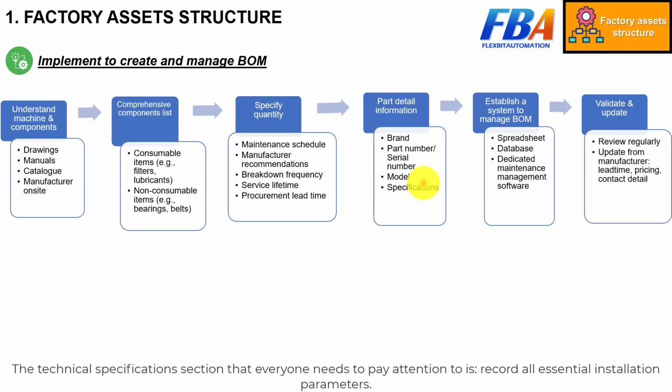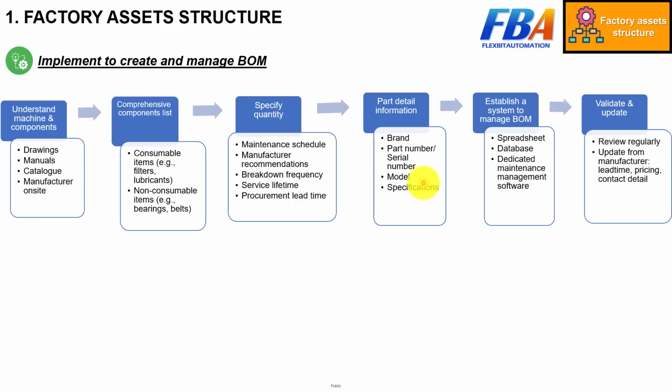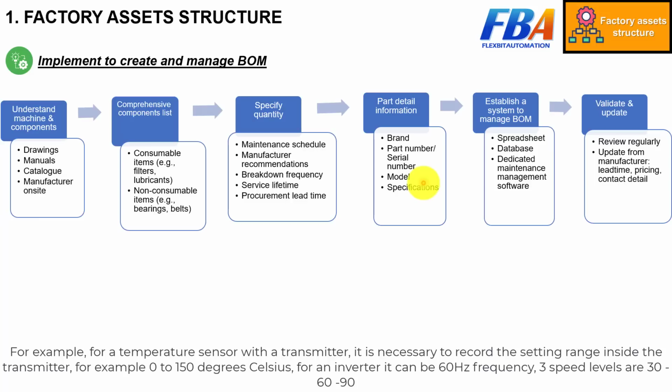The technical specification section that everyone needs to pay attention to. The first one is to record the essential installation parameters. For example, for a temperature sensor with a transmitter, it's necessary to record the setting range inside the transmitter. For example, from 0 to 150 degrees Celsius.